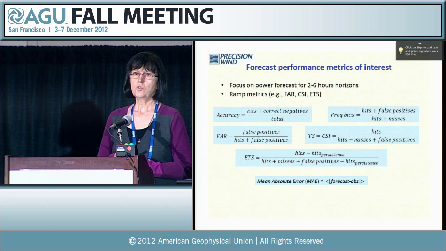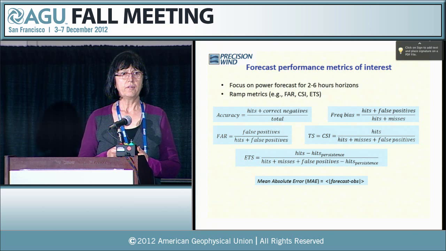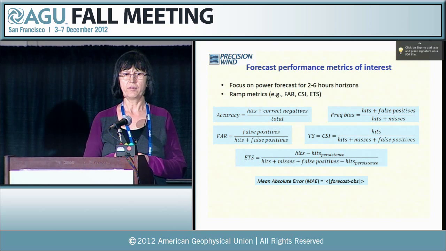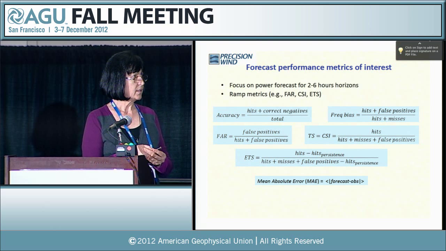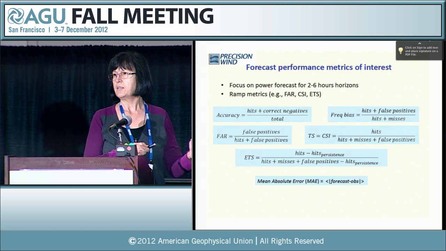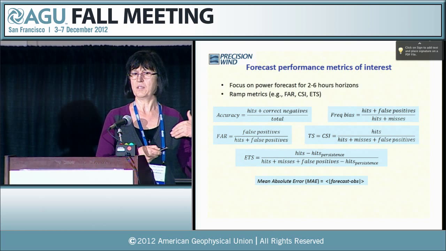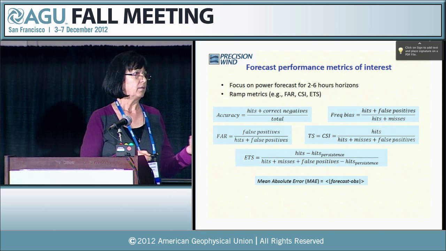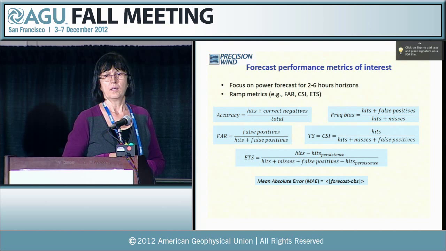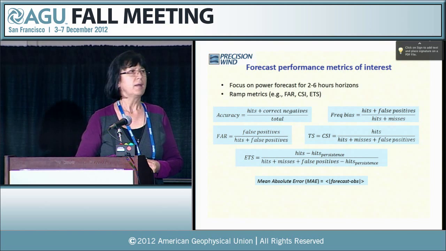In order to be sure that we are doing things right, we have to define some performance metrics of the forecast that we are providing. And these metrics are defined for ramps, like we have hits or we have misses in the forecast, whether we forecasted a ramp or whether we didn't. And there are these different categorical forecast scores, like we calculate all of them.